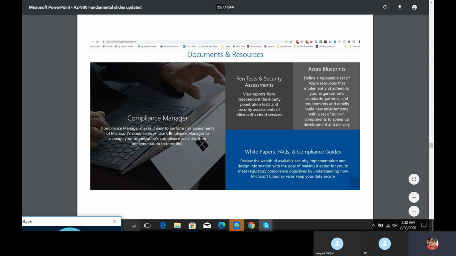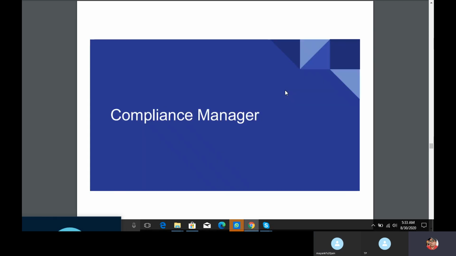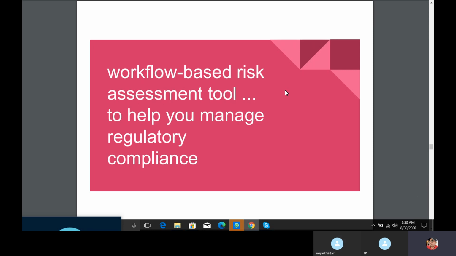Compliance manager makes it easy to perform the risk assessment of the Microsoft Cloud services. Use the compliance manager to manage your organization compliance activity from the implementation to reporting. So you will see all these things, but no need to worry about all that stuff. Compliance manager came into the picture, right? Again, it's a risk assessment. It is going to execute some risk assessment to identify how exactly your resources are managing the compliance. It's more of an organization level.